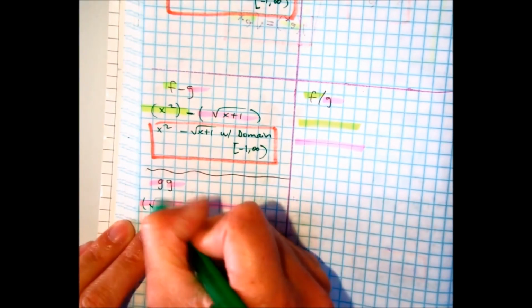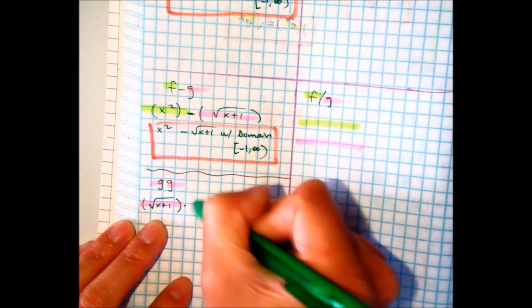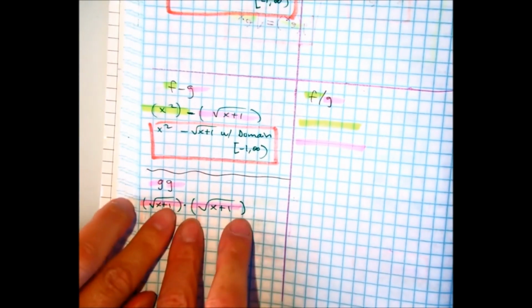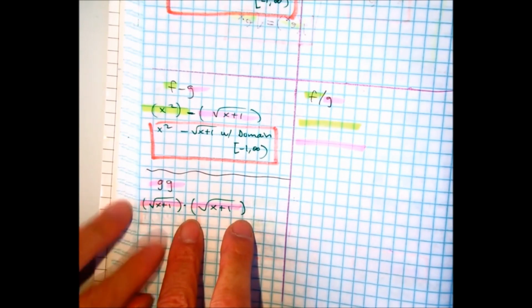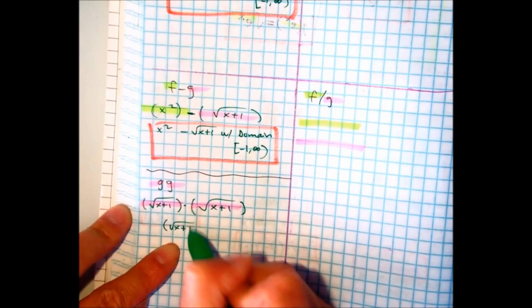Alright, let's do the one that has g times g. G is the radical x plus 1 times radical x plus 1. Question: they're in parentheses, yes? How many do you have of these? There are 2 of them. Let's write them together. Let's see if we can simplify it.